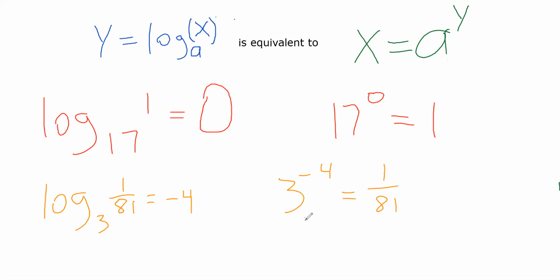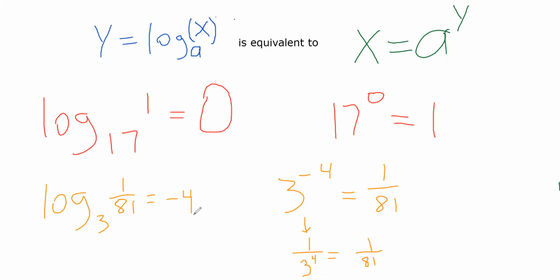If you don't believe me, when you raise 3 to the -4th power, that really becomes 1 over 3 to the +4th power. That's what negative exponents do. And then 3 to the 4th is 81, so it's just 1 over 81. So that's how that works. So we're going to be using negative exponents.